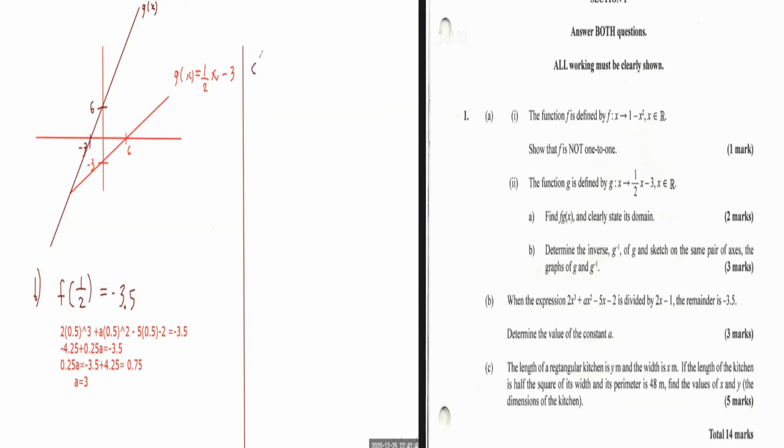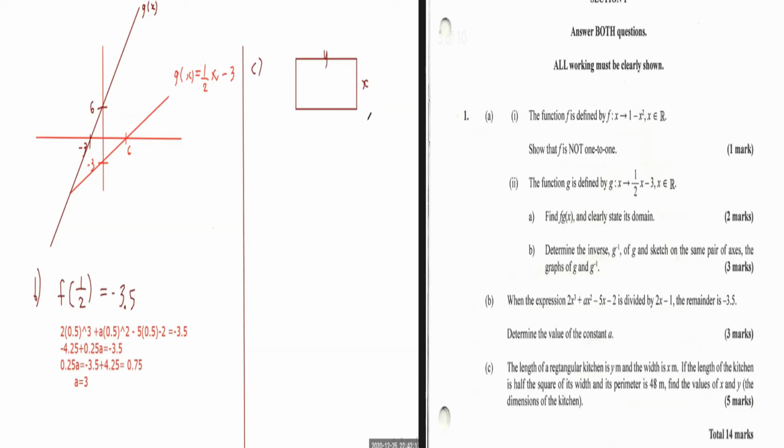Part C is asking us, the length of a rectangle is y and the width is x. Once they give me something with a rectangle and width, I just like to see what I'm doing. I always like to see. I'm very visual. So the length is y and the width is x. Then what else do they ask us?